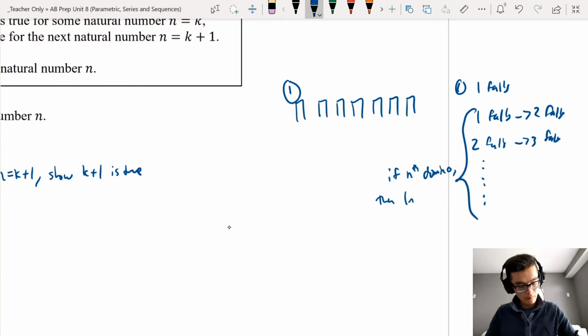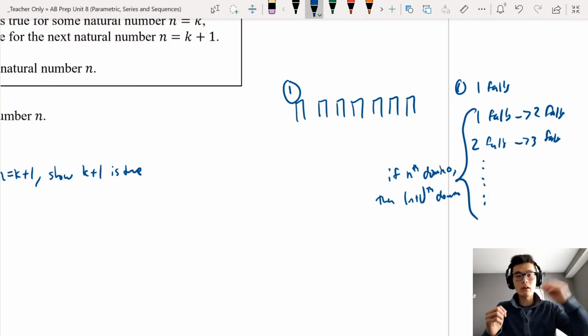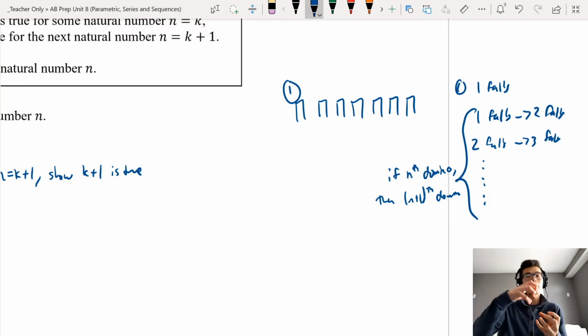Then the n plus 1th, sounds kind of weird, but that's how it goes, domino will also fall. Notice how elegantly and how cleanly I just created that logical phrase there. Instead of doing every single scenario possible, I clumped it all together and just said, hey, if the current one falls, then the next one has to fall.